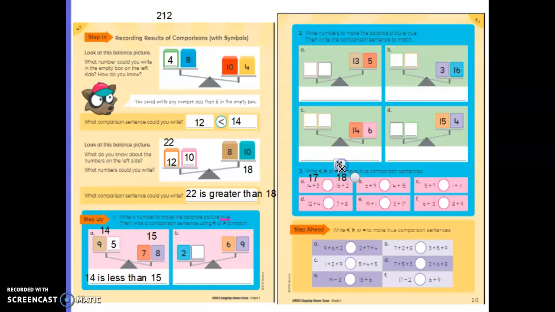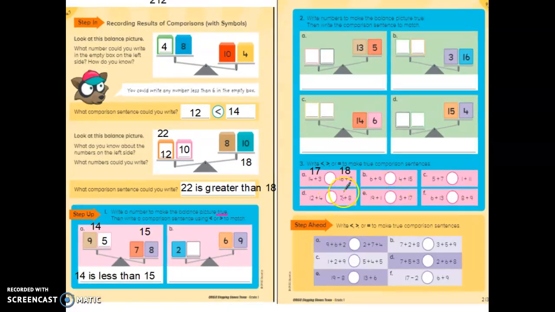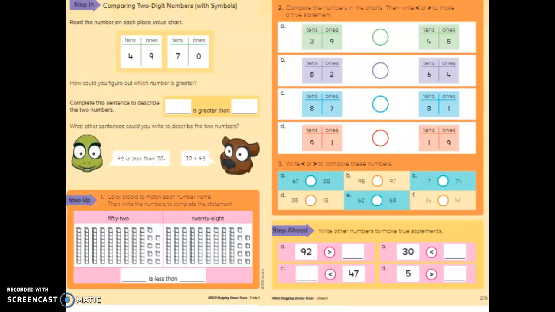So which number is greater, 17 or 18? So I'm going to make my alligator eat the bigger number. 17 is less than 18. Step ahead is the same thing. Only it's 3 numbers, and then there's some subtraction in there. Nice. I love a good brain challenge.